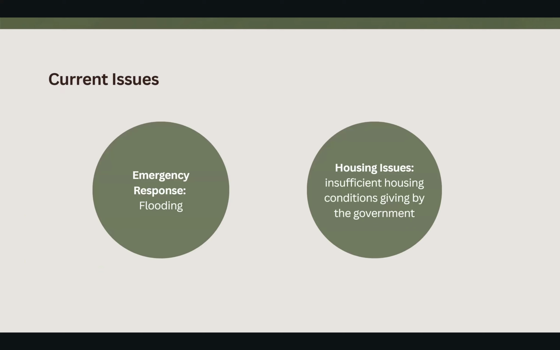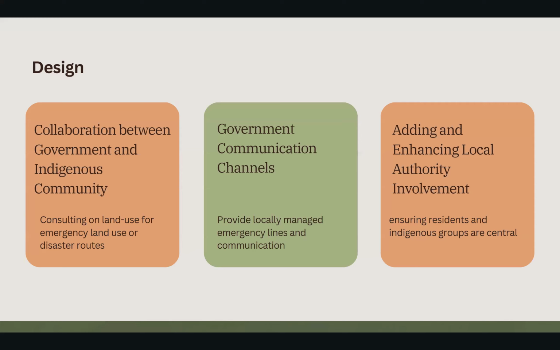Therefore, based on this information, we can see that there are three principles that the design solution can consider. First, the design needs to be co-developed with the community and the government, as the remote area has a strong Indigenous presence. And the design solution can also focus on mapping out emergency land use and disaster routes, enhancing locals' communication systems by providing a government communication channel, and ensuring that Indigenous residents are central in planning and response.